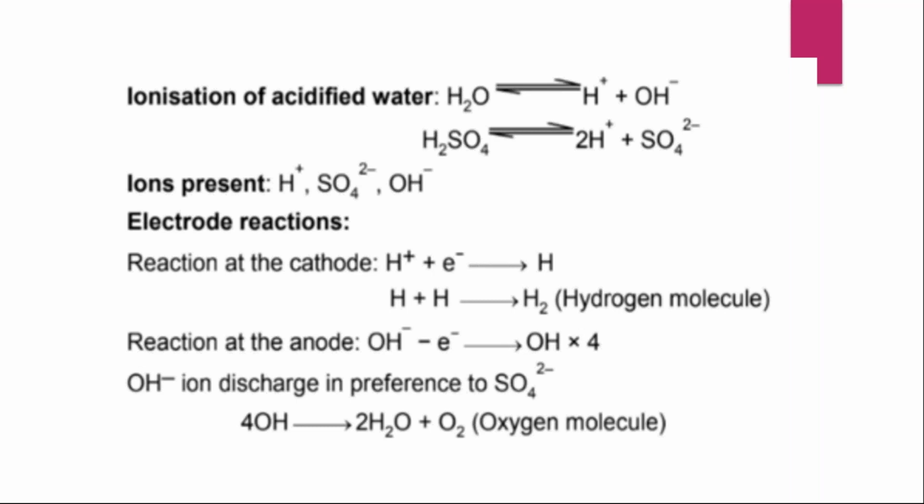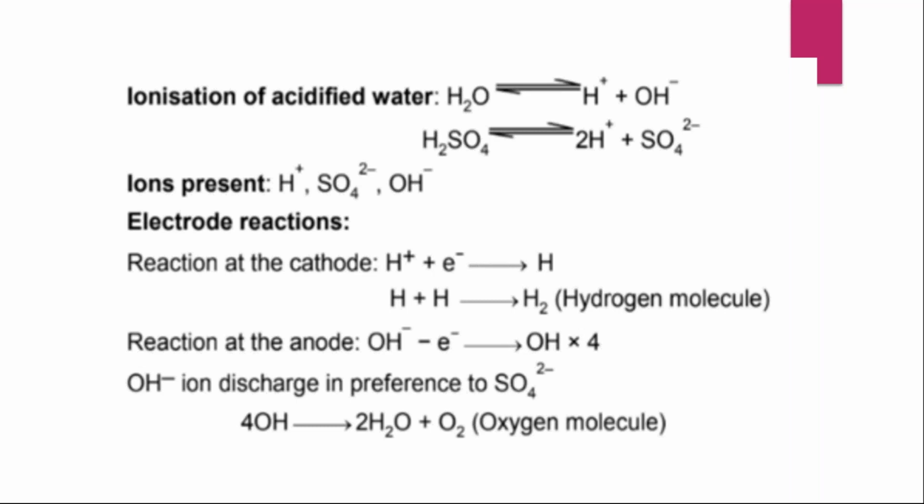That hydrogen molecule is diatomic because they combine in pairs, so they pair each other to get H2, which is diatomic hydrogen. Then, like I explained too, at the anode, the sulfate ions and the hydroxide ions migrate to the anode. Like I told you, the hydroxide ions are lower than the sulfate ions in the electrochemical series, so they are preferentially discharged.